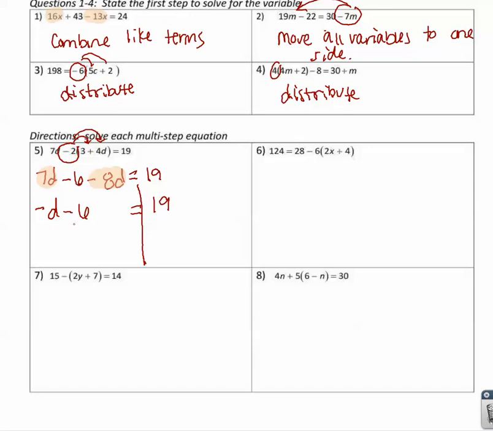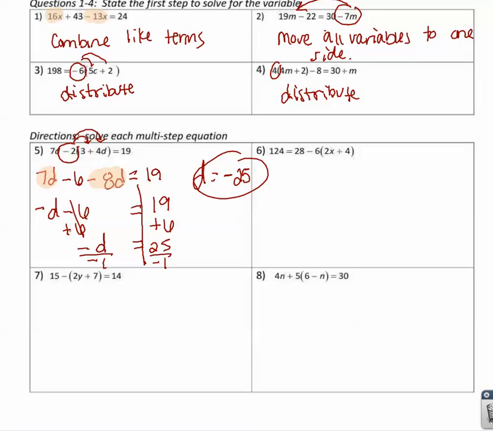So now I can move my constants. So it's a minus 6. So I'm going to plus 6 on each side. Get negative d equals 25. And you want to divide each side by a negative 1 for a final answer of d equals negative 25.